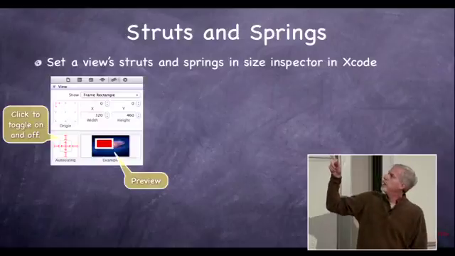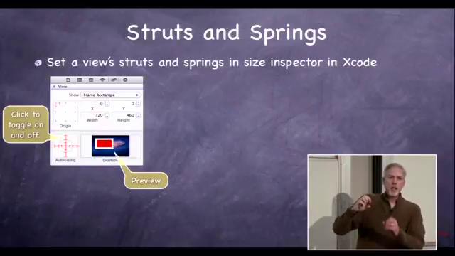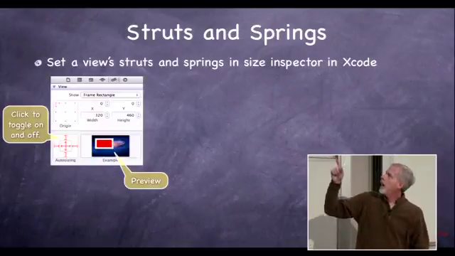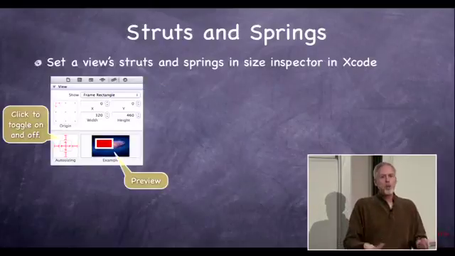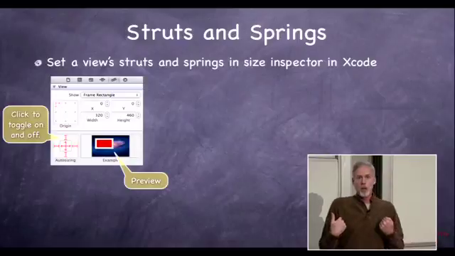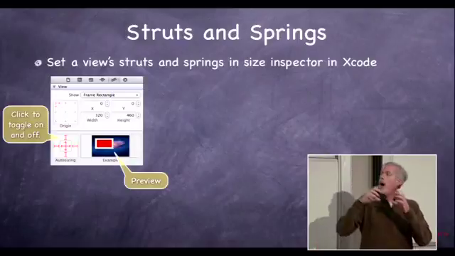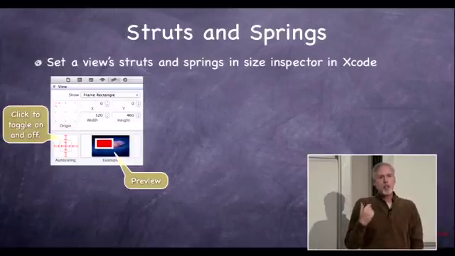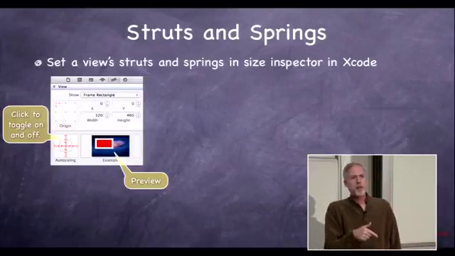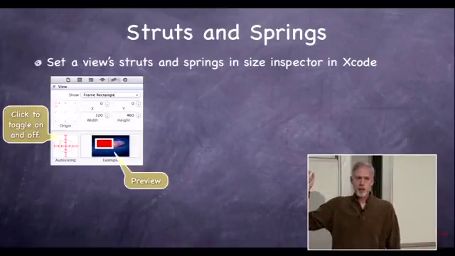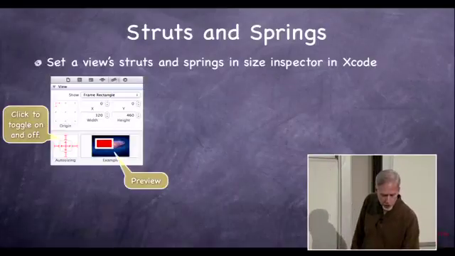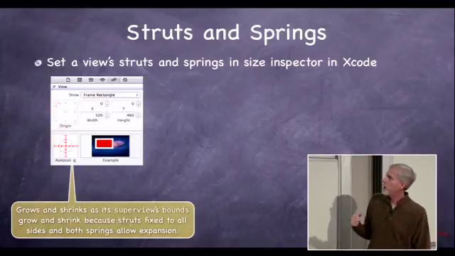And on the right, there's a little window that looks like a screen of a computer. It will animate to show you what this view is going to do with respect to its super view when things change. So the outer white box in the preview is the super view, and the red box is the view that you're editing. You've got some view selected, and you're editing it here in the size inspector. So what would these springs and struts do?